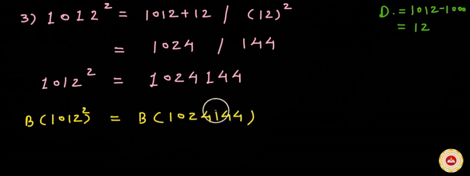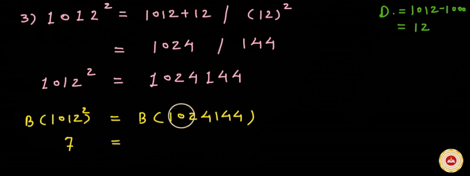10,24,144. If our answer is correct, then Bijanka of the left hand side should be equal to Bijanka of the right hand side. Let us calculate Bijanka. Whenever you have to calculate Bijanka of a number with its power, always calculate Bijanka of the base first, and after that calculate the square of that Bijanka. So 1 plus 1, 2, 2 plus 2, 4. 4 squared is 16. 2 digits, so 1 plus 6, 7. Bijanka of 1012 squared is 7.